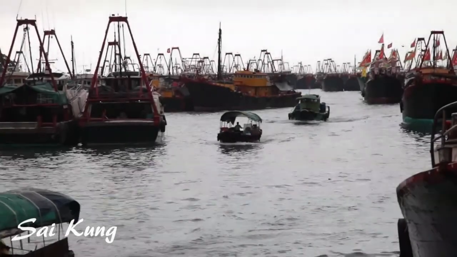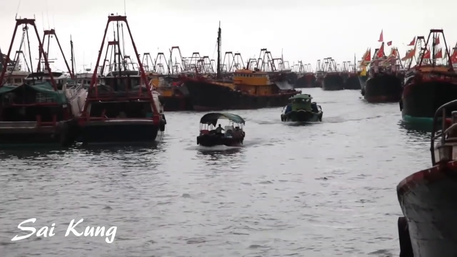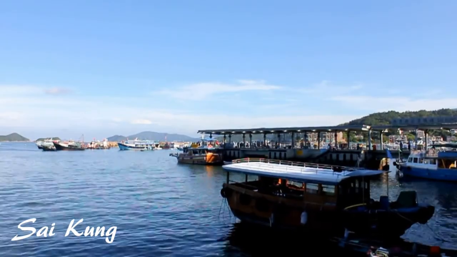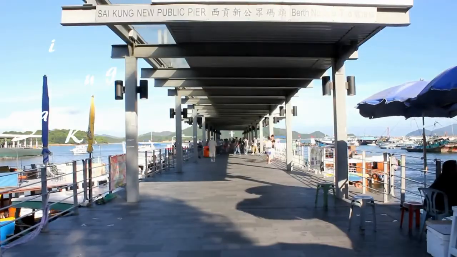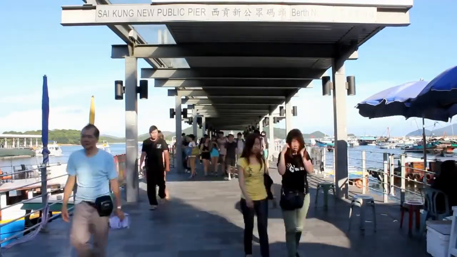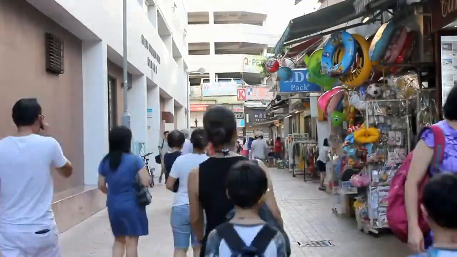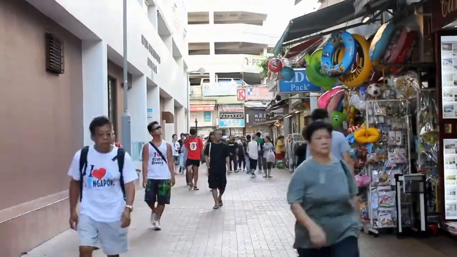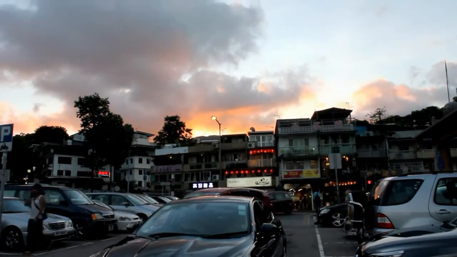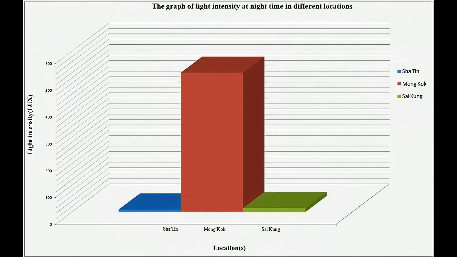Sai Kung was a fishing harbor, but nowadays it has become a typhoon shelter and attraction. There are numerous seafood restaurants which attract many tourists every year. We can see that there are many neon signs and signboards of restaurants. At night time, Sai Kung has a light intensity of 13 lux. It is nearly the last among the 4 locations.